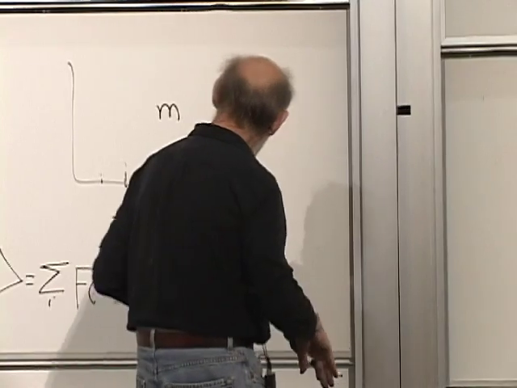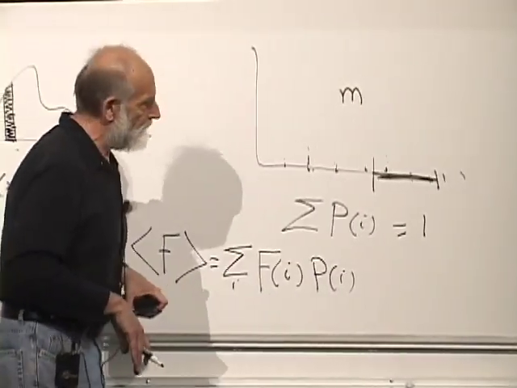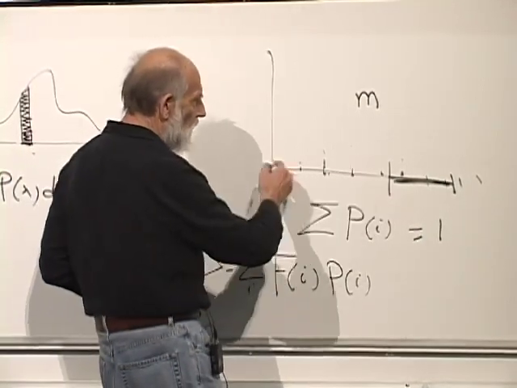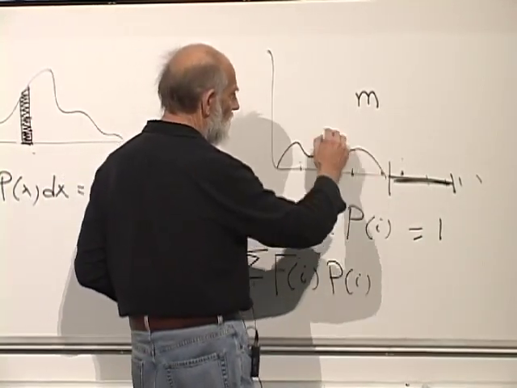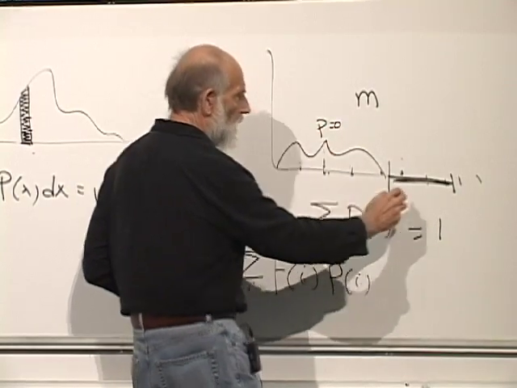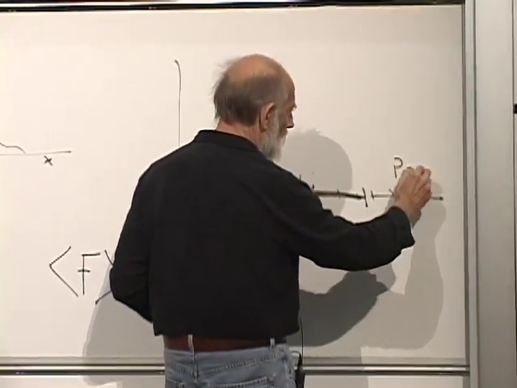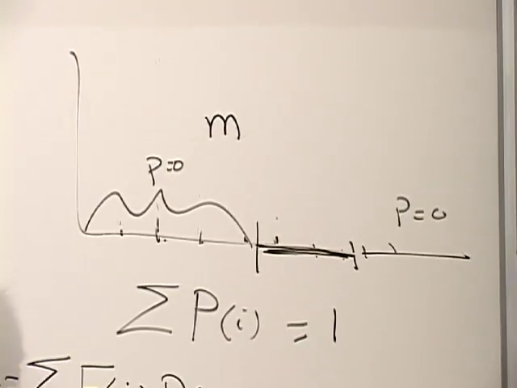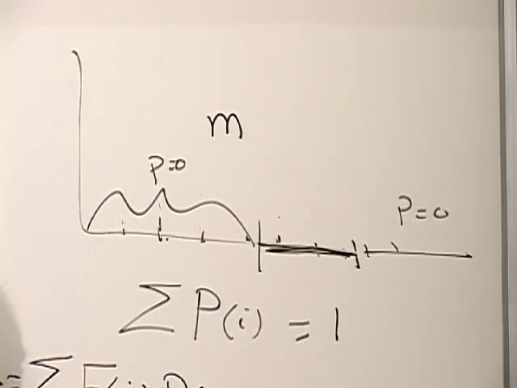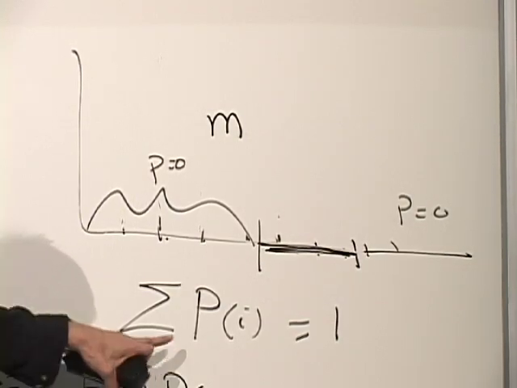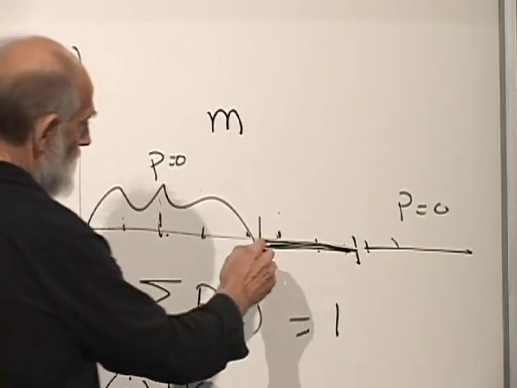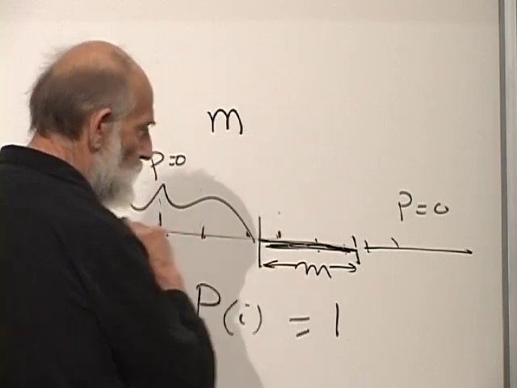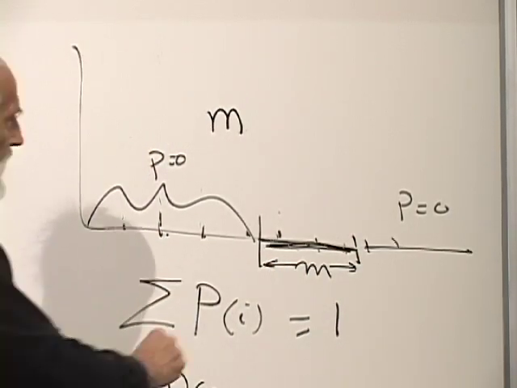What is the probability out here? 0. So the probabilities are 0 out here. What about out here? And what about in here? Not 1. 1 over m. Remember, they have to add up to 1. So this is m states in here. All we know is that it's in this range here. And the probability in here is 1 over m.